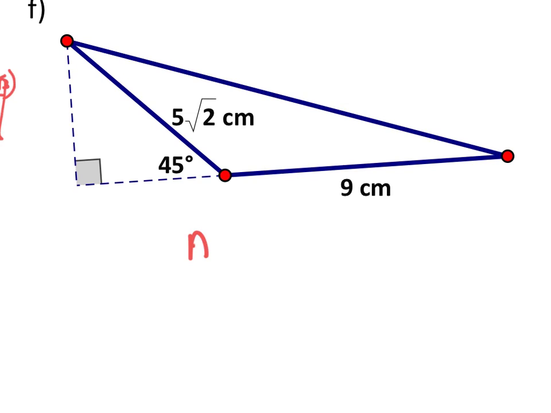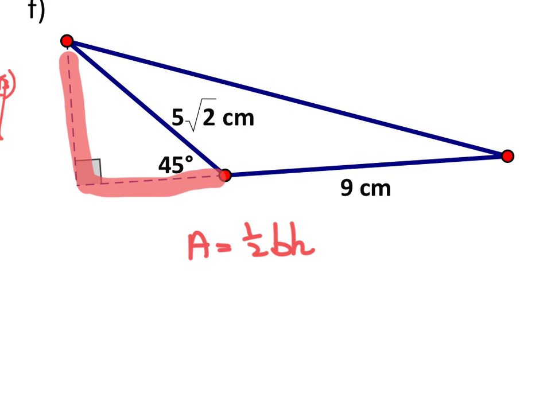In this problem, area equals 1/2 base times height. I always start writing down the formula. Okay, so marking it up. Let's see, I notice I have that 45, 45, 90 triangle right there. So if the hypotenuse is 5 radical 2, then the sides would be 5. And this 5, that vertical 5, is the height. So that's my height, and here's my base.